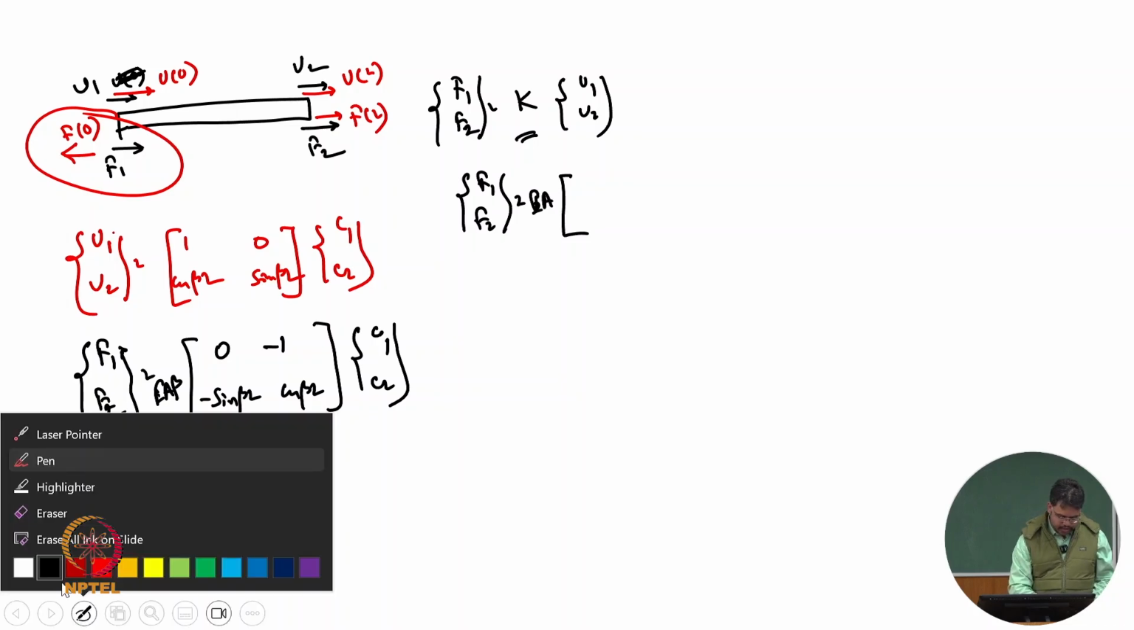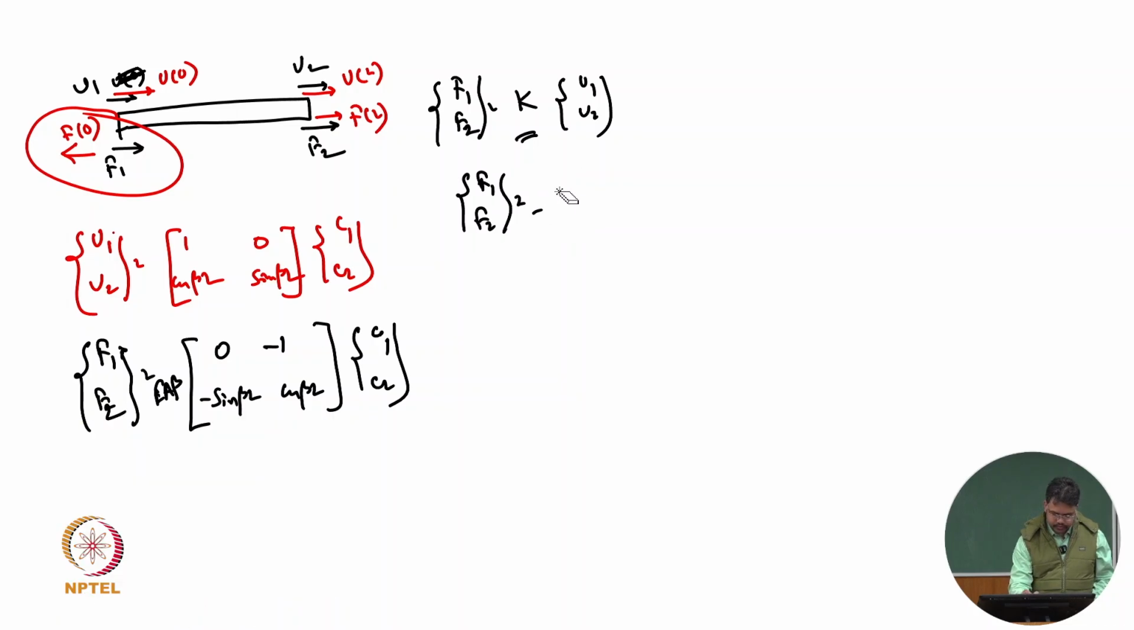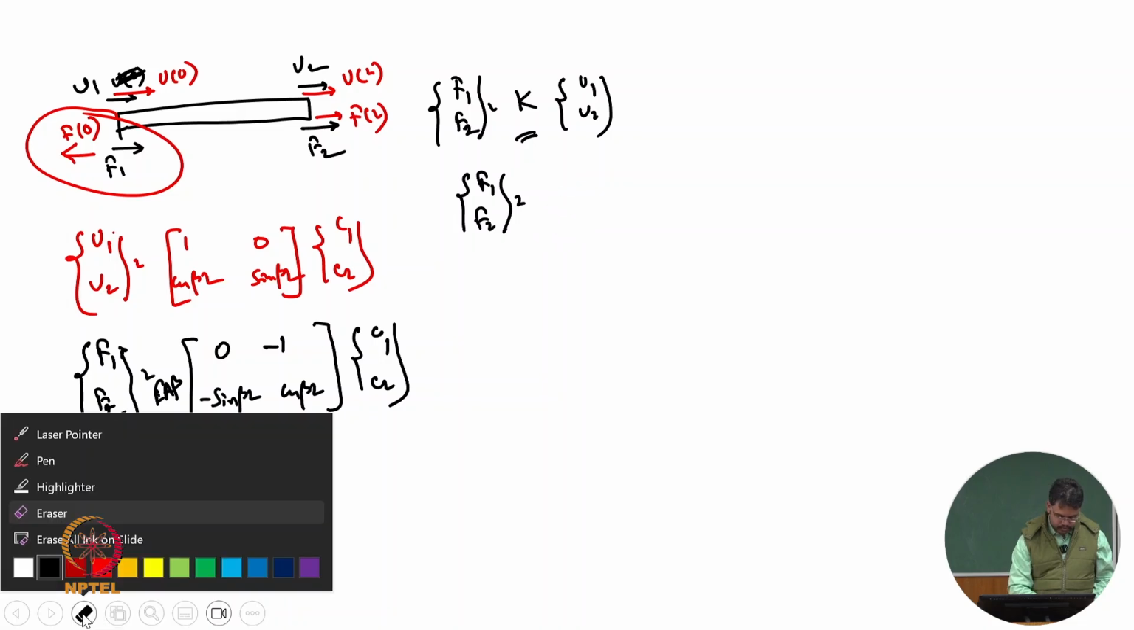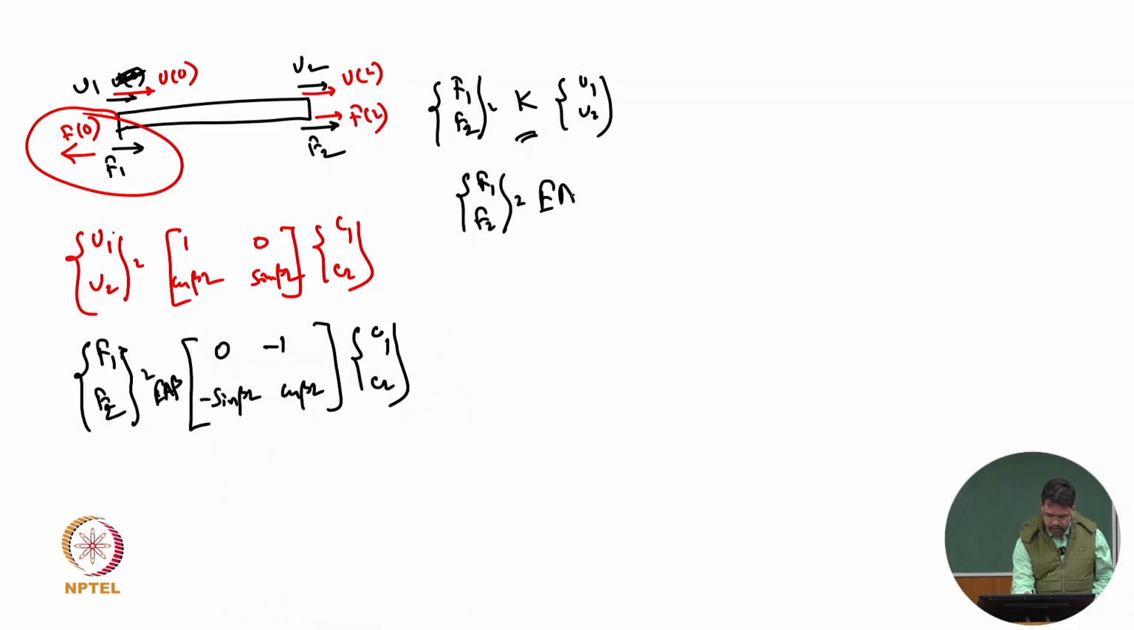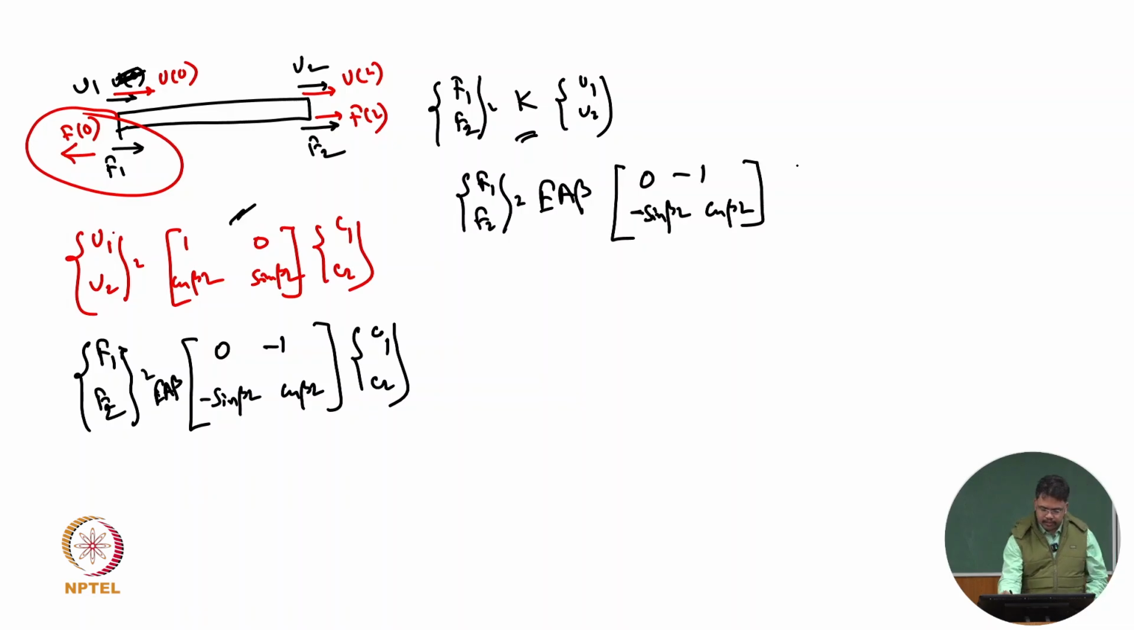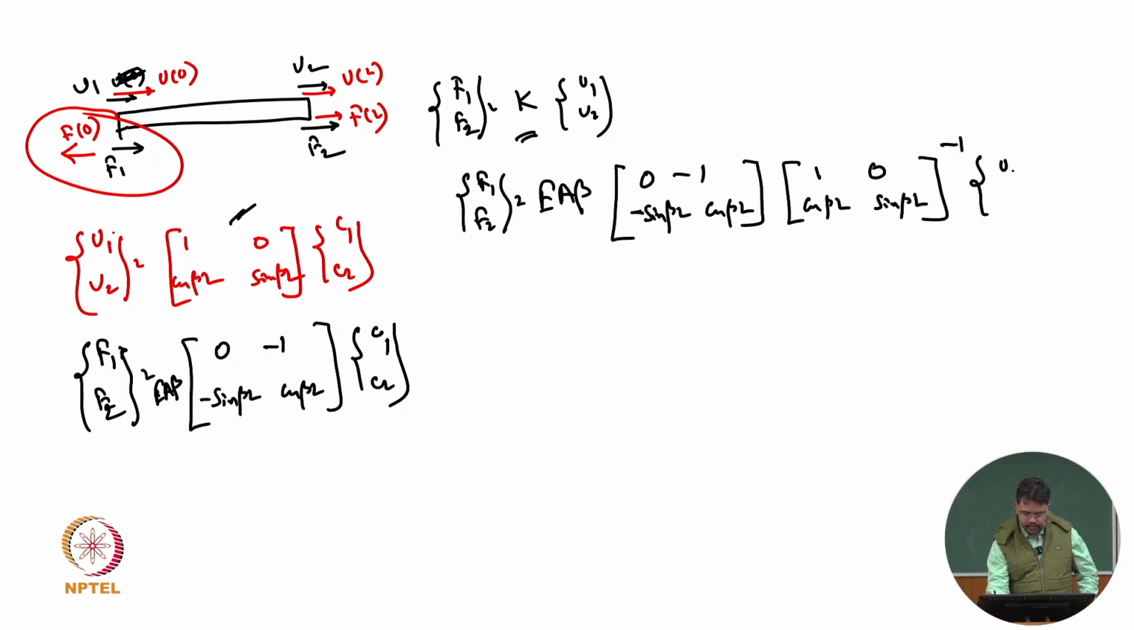Just a minute, I have to write it much clearer. EA beta, 0 -1, minus sin beta L, cos beta L, into this guy, that is 0 1, cos beta L, sin beta L, inverse, U1 U2.